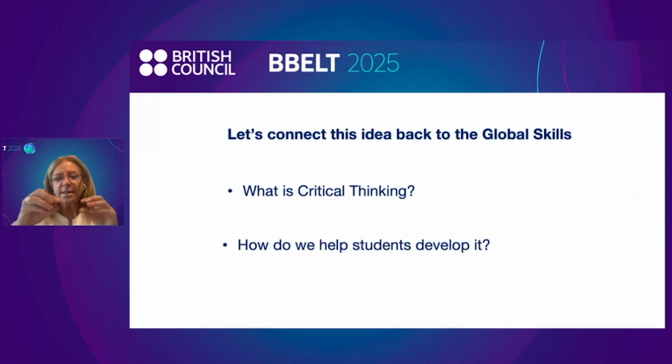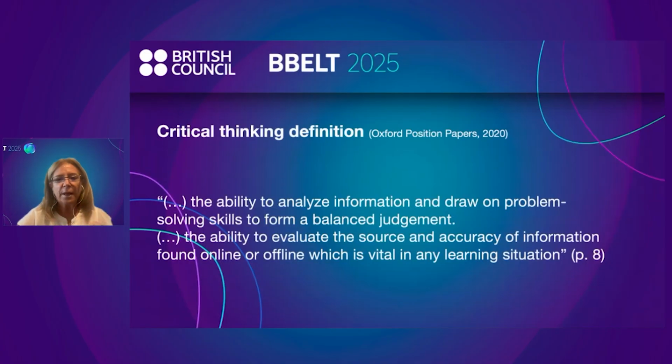So let's connect this idea back to global skills. What is critical thinking? How do we help students develop it? Back to the Oxford position paper that I mentioned at the beginning of this presentation, the authors define critical thinking as the ability to analyze information and draw on problem-solving skills to form a balanced judgment, and the ability to evaluate the source and accuracy of information found online or offline, which is vital in any learning situation.